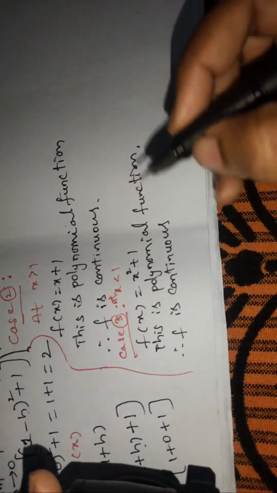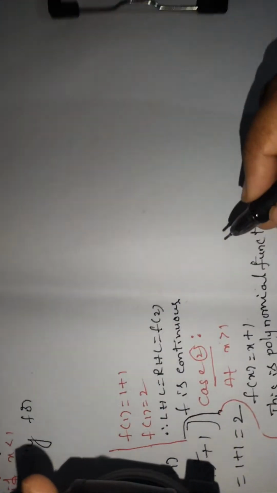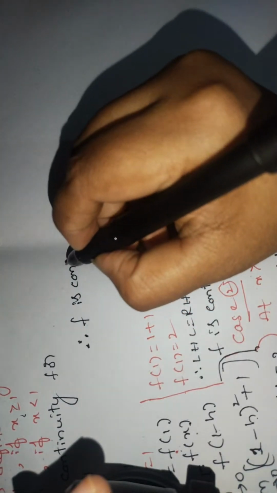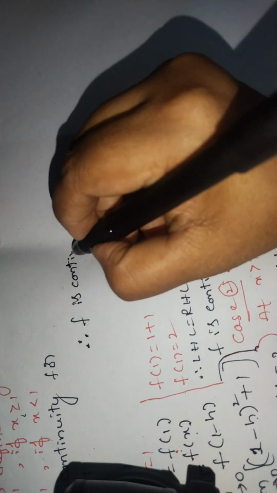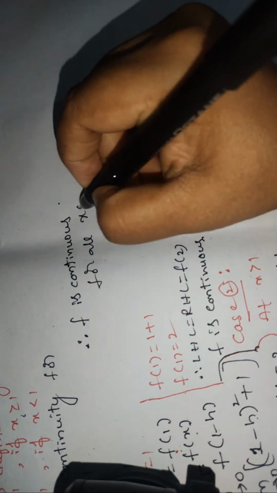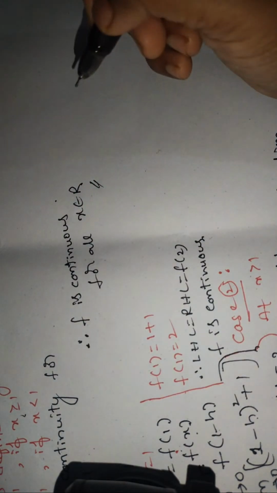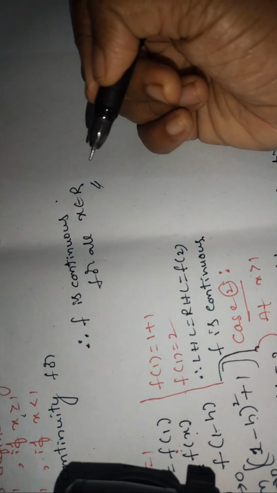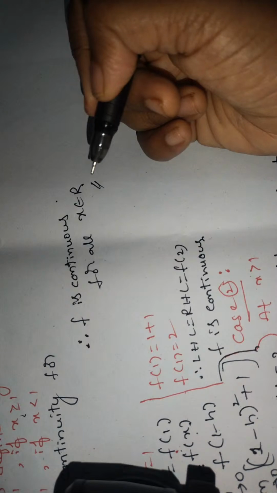The final conclusion is, we'll give the final conclusion. Therefore, f is continuous for all x belongs to R. So, for all real numbers, this function is continuous. There is no discontinuity point in this question. Next, we go for the next question.